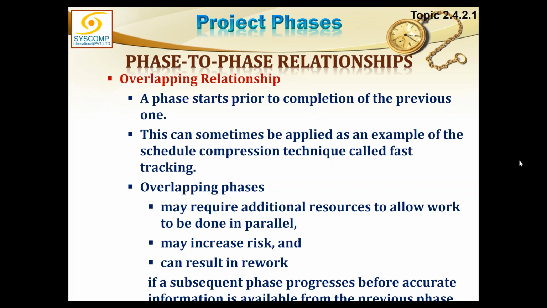Overlapping phases may require additional resources to allow work to be done in parallel. So with additional resources, yes, more money will be spent at a specific point in time, but that money would anyway be spent later. The only change is that you are spending that money earlier in overlapped phases. If there is a job of $100 and the next job is of $50, and you have overlapped these two jobs, then the money spent would be $150, but it would be spent earlier and together.